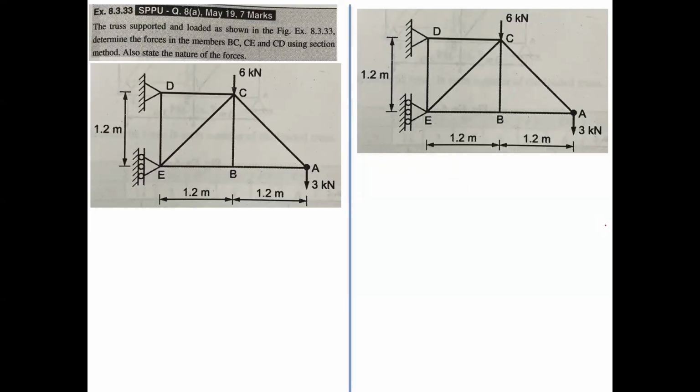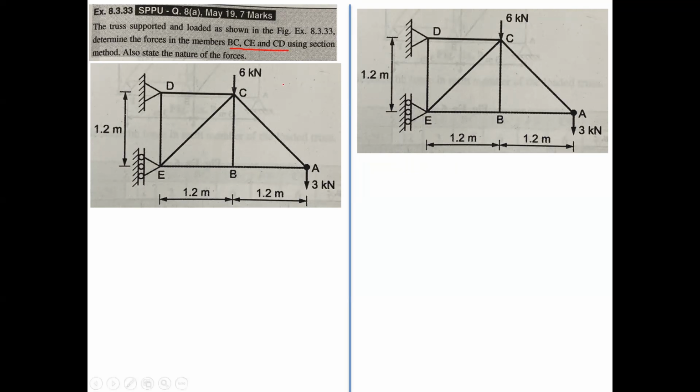So this is a numerical: the truss supported and loaded as shown in the figure. Determine the force in the members BC and CD using the section method. Whenever we are asked to find the force in particular members like BC and CD, we are expected to solve it by the method of section.